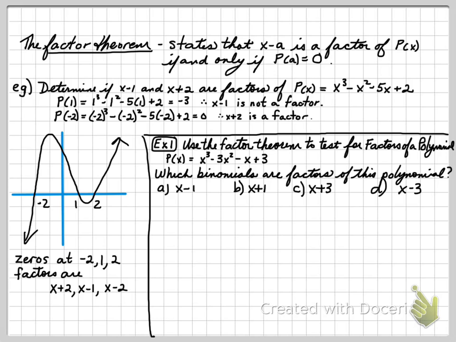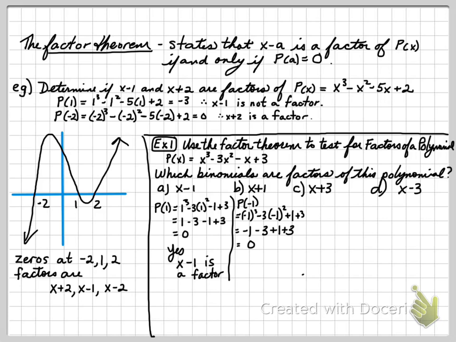X minus 1. That means p at 1 is going to equal 1 cubed minus 3 times 1 squared minus 1 plus 3, and that works out to be 0. So yes, x minus 1 is a factor. For the second one, x plus 1, if we evaluate it, we also get 0. So yes, x plus 1 is also a factor.